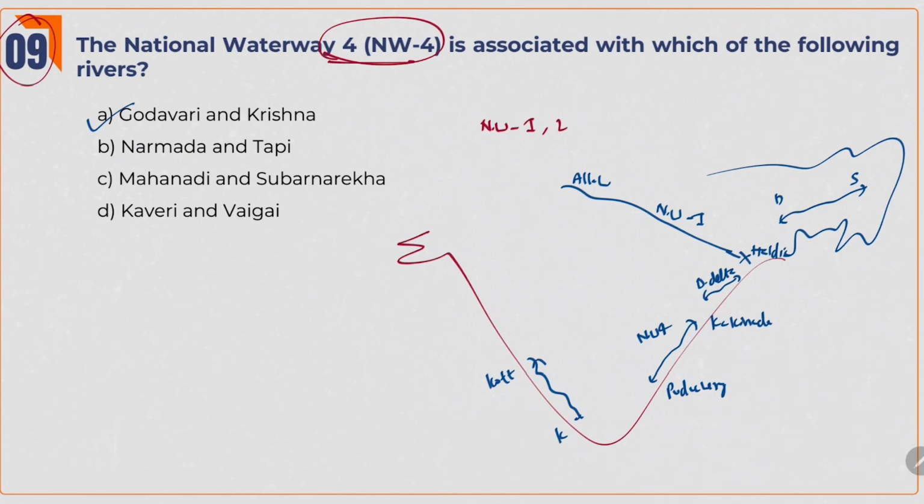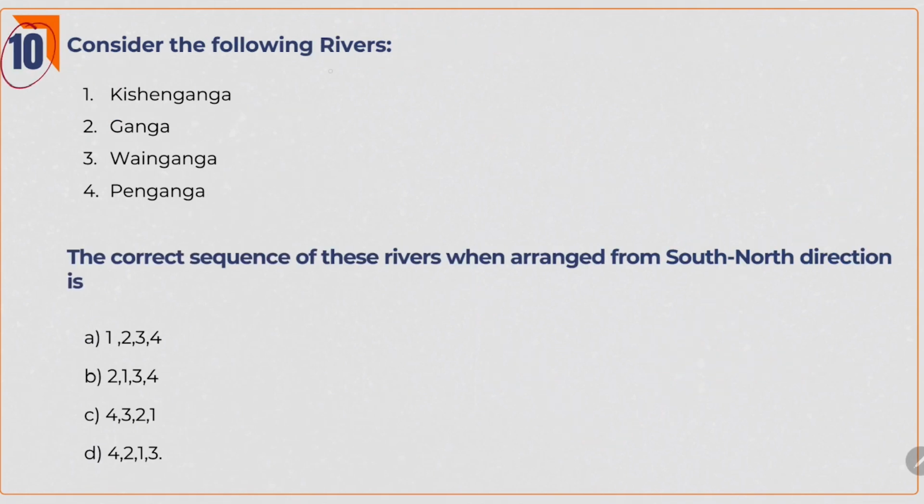There is an important canal on this National Waterway 4. It is called Buckingham Canal. This also came in a previous year question. So just remember this. Next one. Consider the following rivers: Kishanganga, Ganga, Wainganga, Penganga. Ganga is the common one. Okay. The correct sequence of these rivers when arranged from south to north direction. Actually, this question came in UPSC also. Try to answer this.